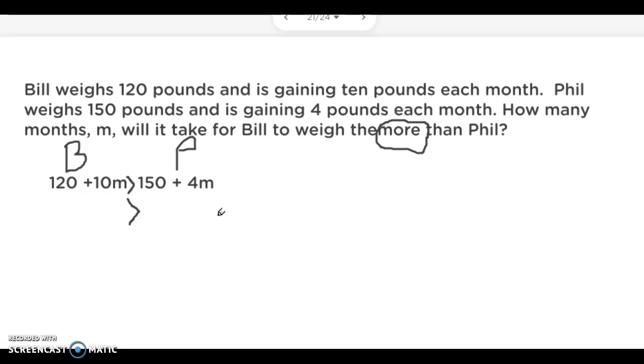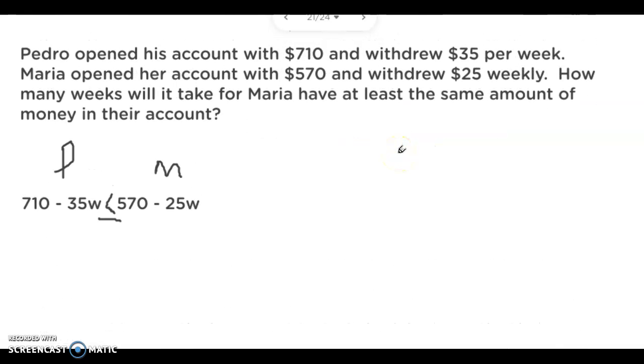In the previous example, Phil weighs more than Bill. I don't want to know that. That's already a fact. What I want to know is, at what time will Bill weigh more? So it's a matter of making sense out of the problem and looking at your inequality sign. Here, when will Bill be more than Phil? There, when will Maria have at least the same as Pedro?